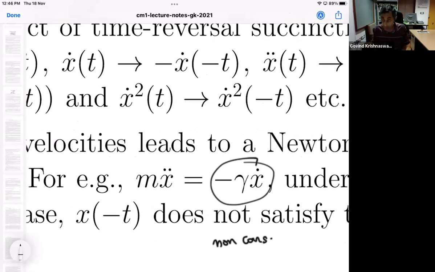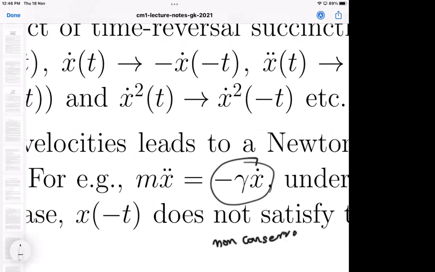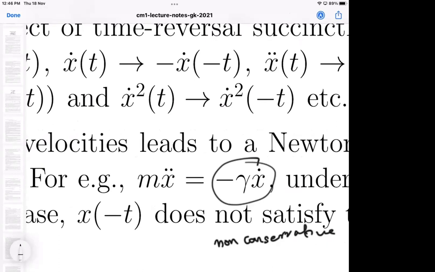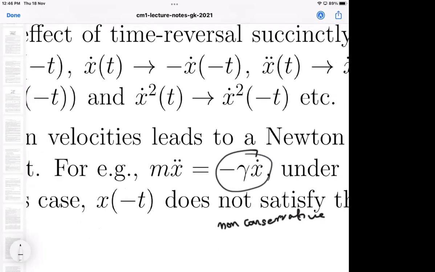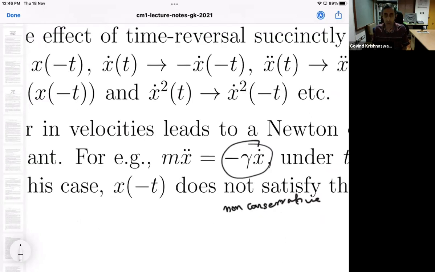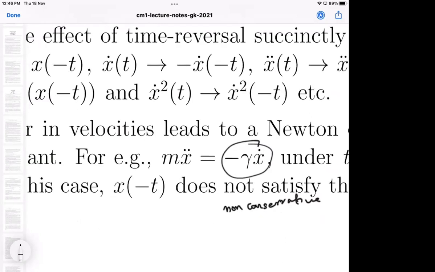Sir, in the case of one-dimensional motion, we can draw a graph of x versus t, right? Yes, you can. So x of t will represent a solution. When we change t to minus t, can you say how it will be represented in the graph? Sure, we can try to do that.